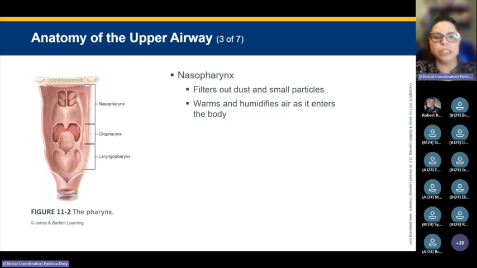Okay, the nasopharynx also filters out our dust and small particles. It warms and humidifies air as it enters the body. However, it's not all, we start up here at the nose, the nasopharynx. I just wanted you to know that.